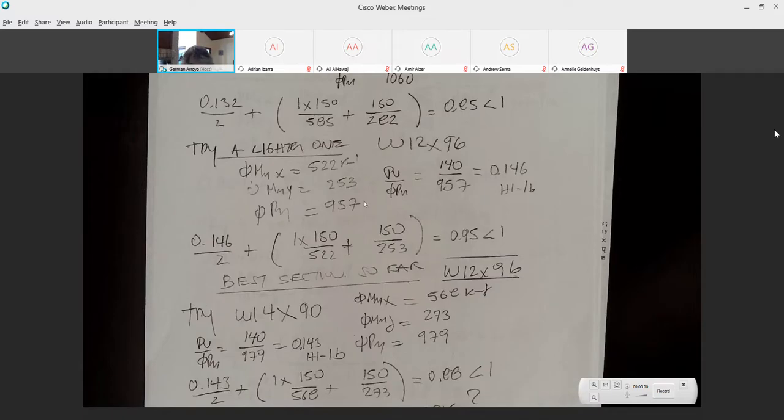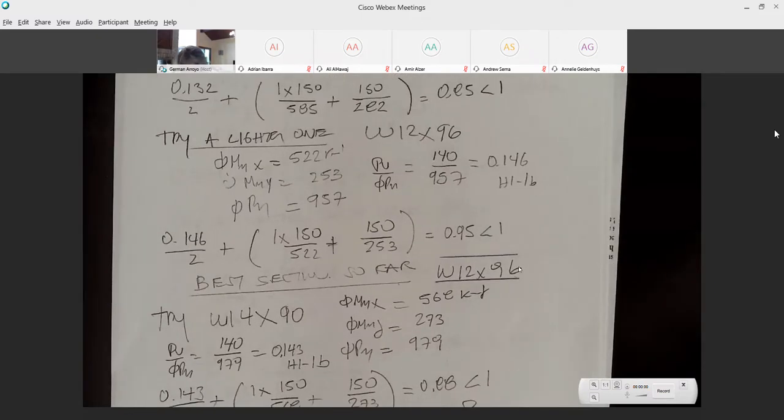You have to divide this value by 2: the old Mux, the new phi Mnx, the old Muy, the new phi Mny, 0.95. Look, this is a very good section, 0.95. So right now, the W12 by 96 is the one that we're going to use up to this point. I need to go to the next family, the W14s, and check one that is lighter. Otherwise, it's not going to be better than this one.